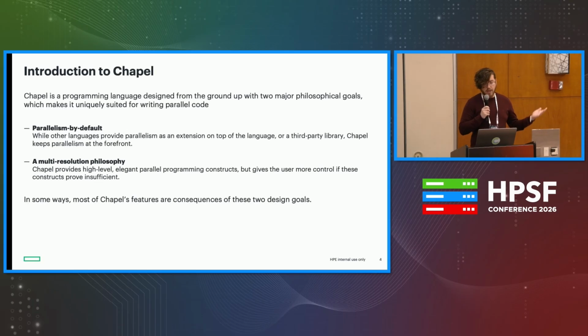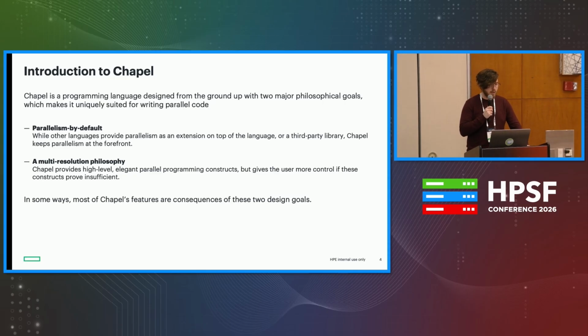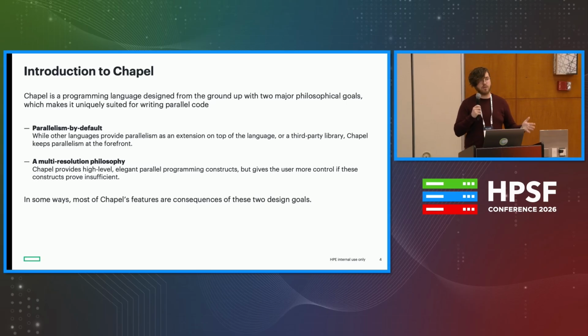So what is Chapel? It's a programming language built from the ground up for productive parallel computing. And it's been, in my view, built up with two major philosophical goals that make it very well suited for writing parallel code. The first of these is the fact that Chapel puts parallelism at the forefront of its design. So while other programming languages enable you to do parallelism using extensions or libraries, in Chapel, the whole language has been designed with goals of enabling various sorts of parallelism, including multiple tasks and multiple nodes, so distributed code, and that makes it well suited for those kinds of problems.